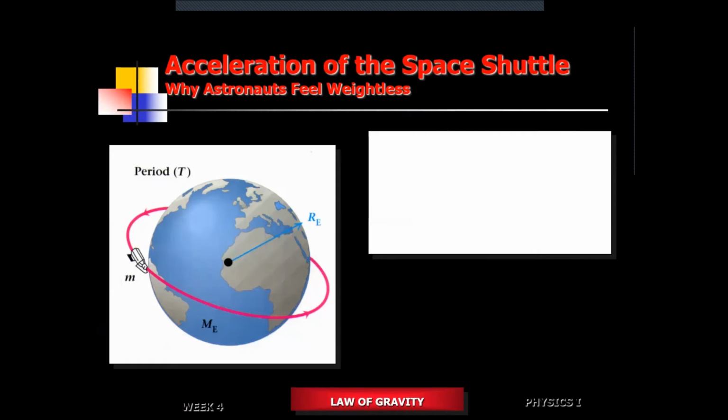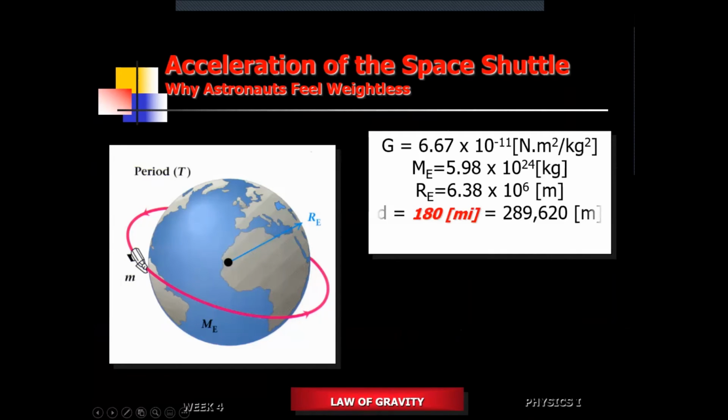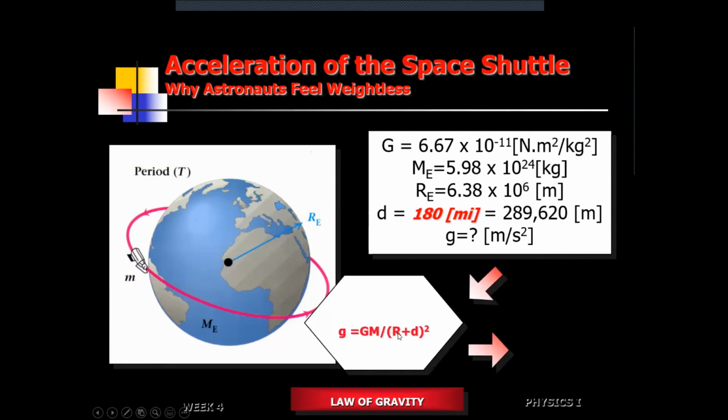Microgravity means that the acceleration due to gravity is going to be 10 to the minus 6 something meters per second squared. That's what it means. Let's check to see if that's the case. So the space shuttle, 180 miles from the surface of the Earth. And here's the formula: radius of the Earth plus the distance to the space shuttle.